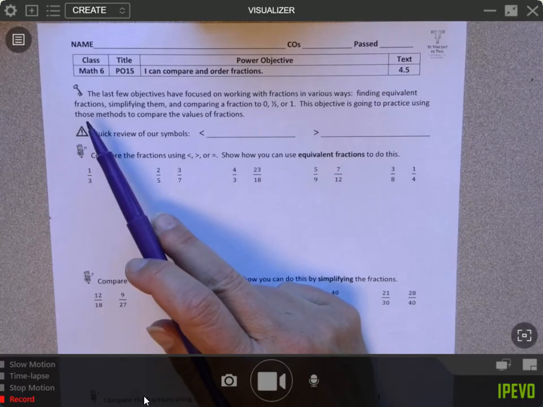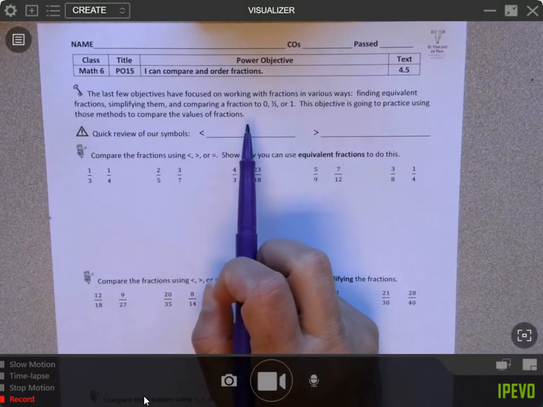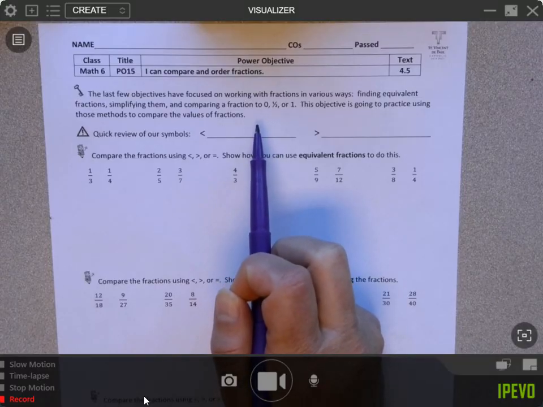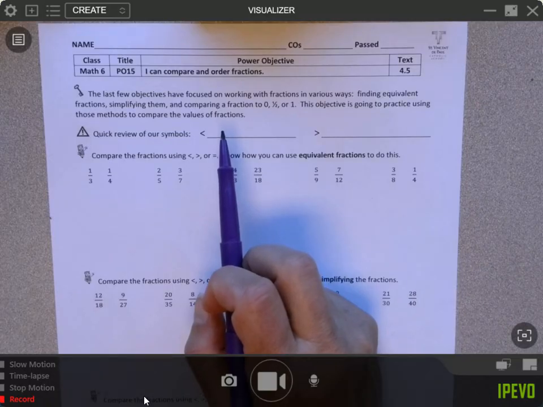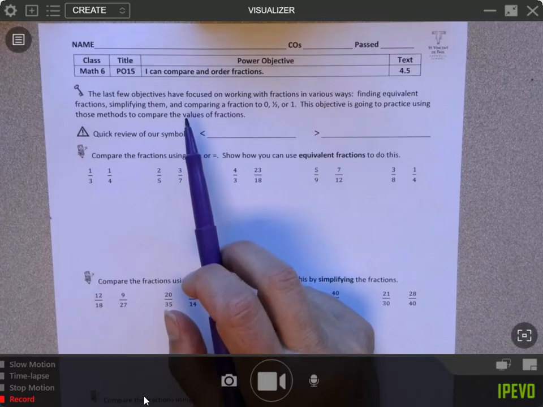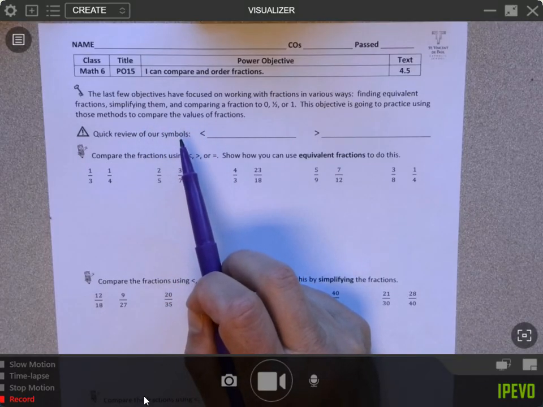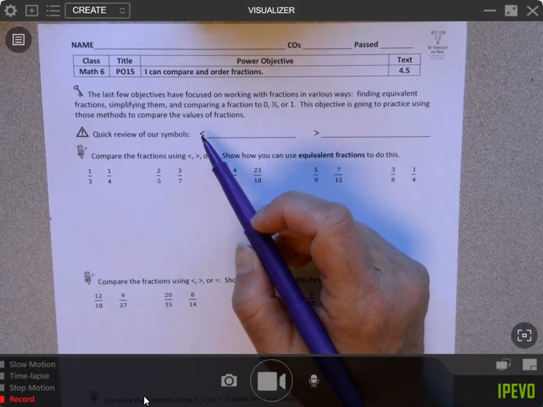Finding equivalent fractions, simplifying them, comparing a fraction to 0, a half, or 1. Okay, so we're still going to continue to work with those fractions. This objective is going to practice using those methods that we just learned, and we're using them to compare the values of our fractions. So let's do a quick review of our symbols.